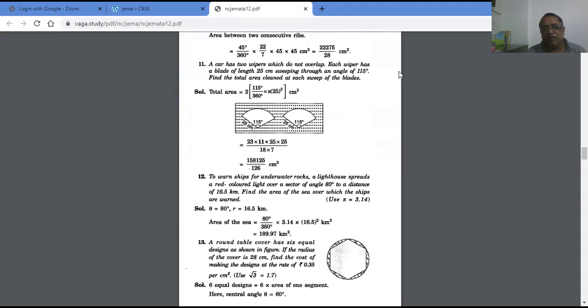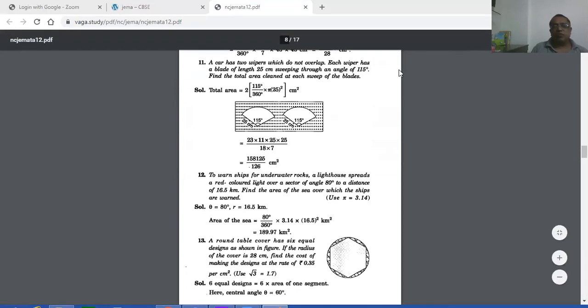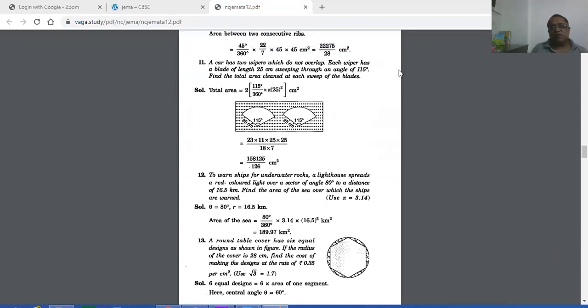The radius is given, 25. Again, what we need to do is find the area of the sector, pi r square theta by 360, multiplied by 2, because there are 2 wipers here. This is the first one, this is the second one. So pi r square theta by 360 into 2, and that will give us this answer, 158125 by 126.